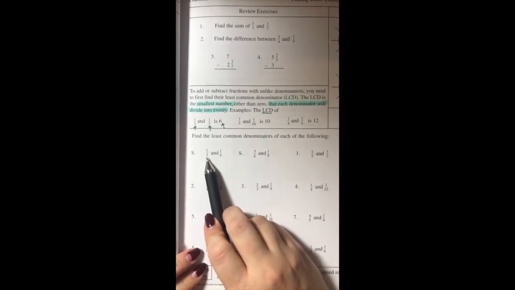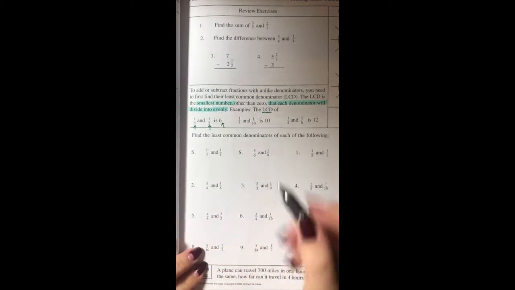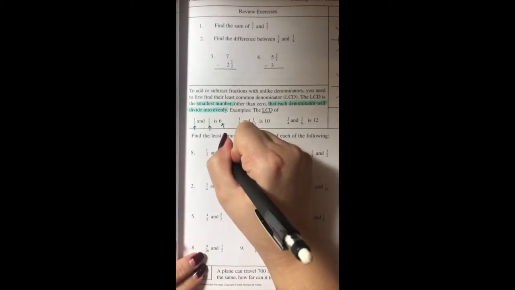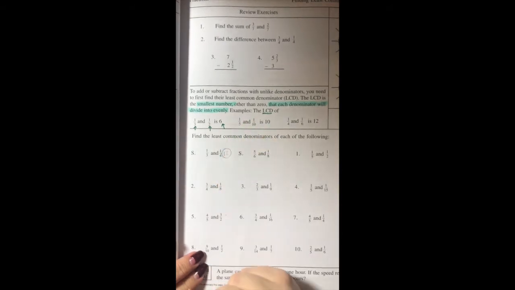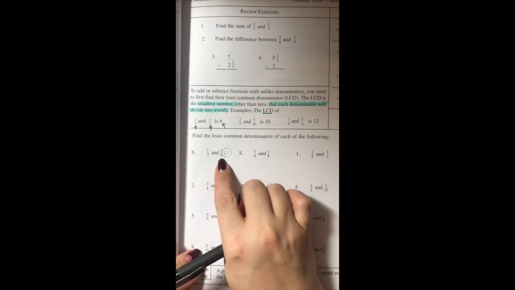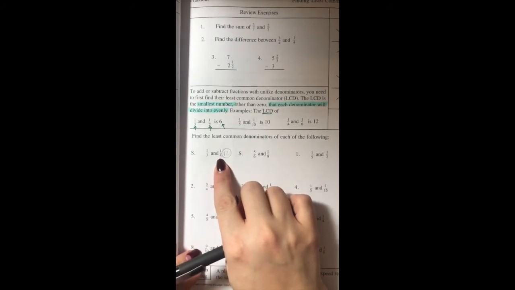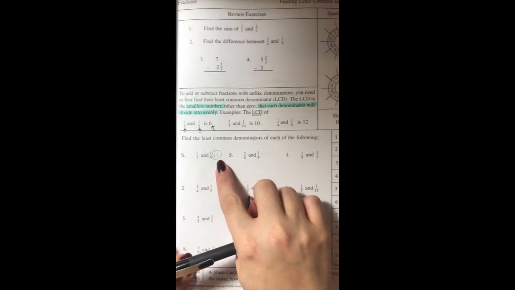Well, 3 fits into 12 evenly 4 times, yes, and 4 fits into 12 evenly 3 times. So the least common denominator of 3 and 4 is 12 because it is the smallest number that both of these fit into. And we will talk about later why finding this least common denominator is important.